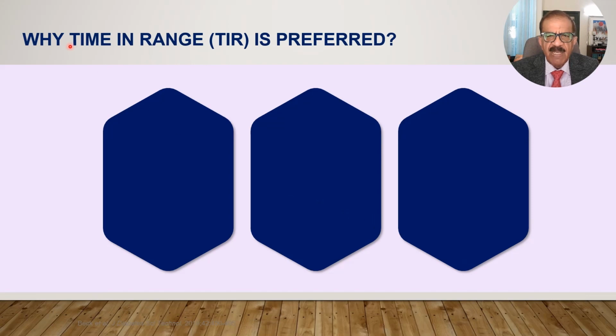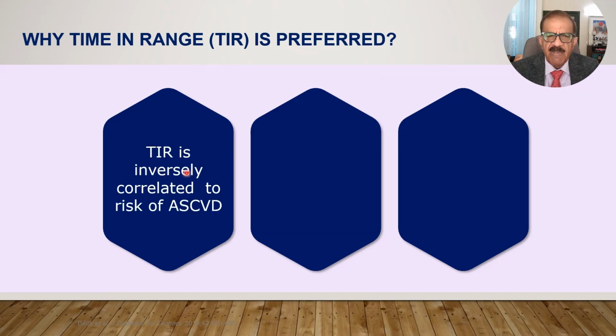Why is time in range preferred over HbA1c? Time in range is inversely correlated to the risk of atherosclerotic cardiovascular disease. So that is what matters. Why does it matter? Because in type 2 diabetes, 80% of the morbidity and mortality is related to cardiovascular disease. So 80% of morbidity and mortality is related to cardiovascular disease.